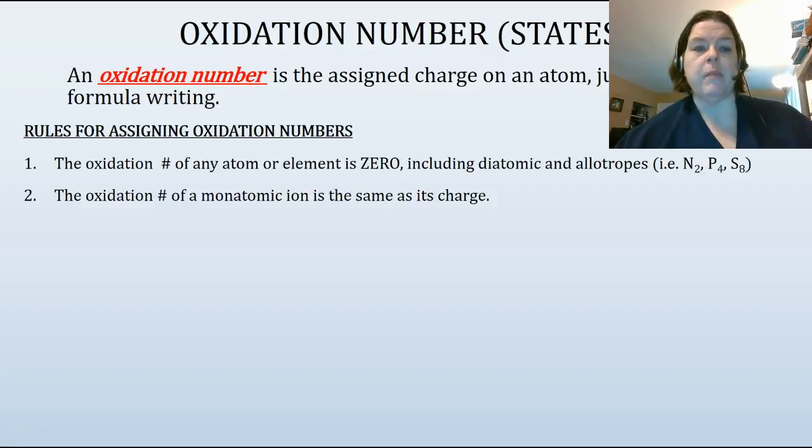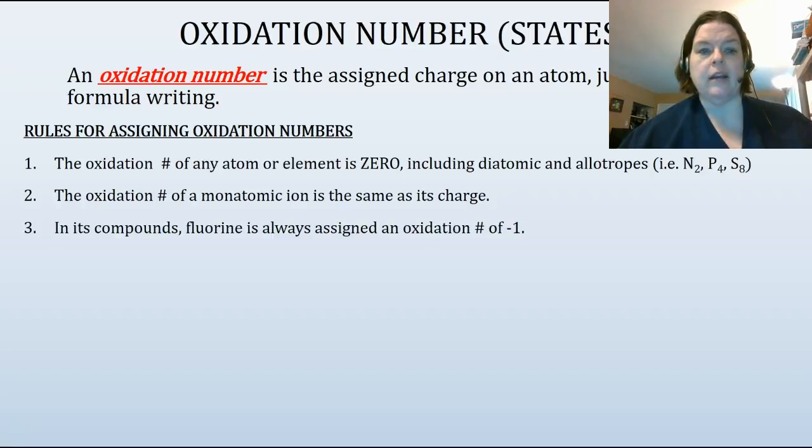Okay, the oxidation number of monoatomic ions is the same as its charge. So if I have sodium, it's a +1. If I have chlorine, it's a -1. So we keep those monoatomic ion charges that we've seen before when they're by themselves. Okay? In its compounds, fluorine is always assigned an oxidation number of -1. Fluorine is special, -1. If you see fluorine, it's -1. Don't even worry about it.